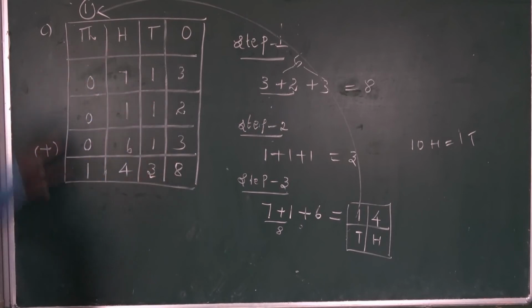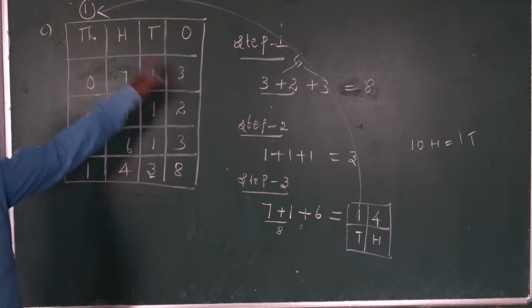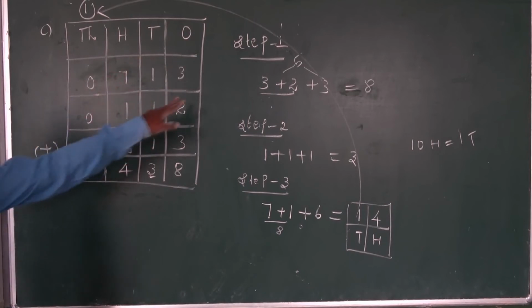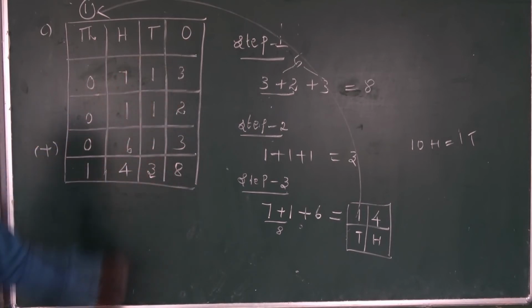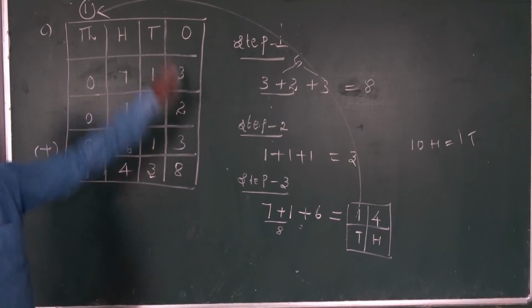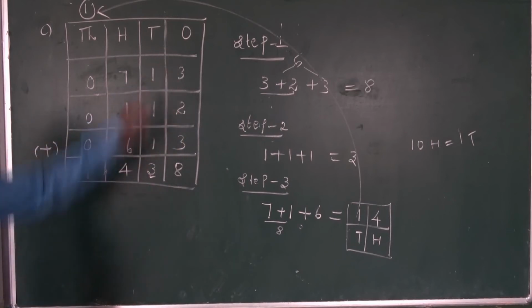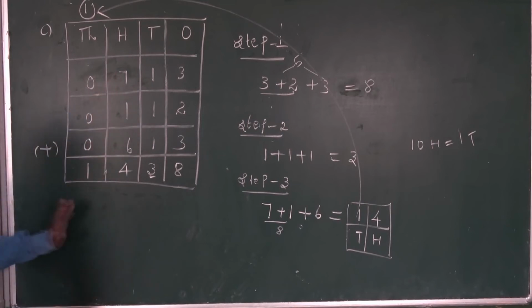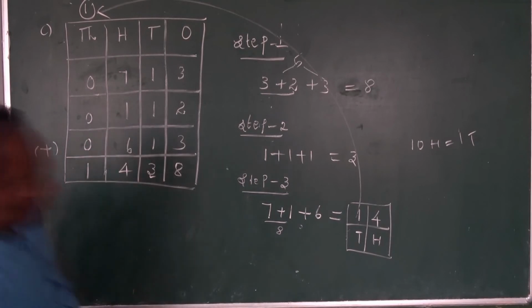We add 3 digit numbers. First one 713, second one 112, third one 613. First we add the ones place, next the tens place, next the hundreds place, then the thousands place. Our answer is 1438.